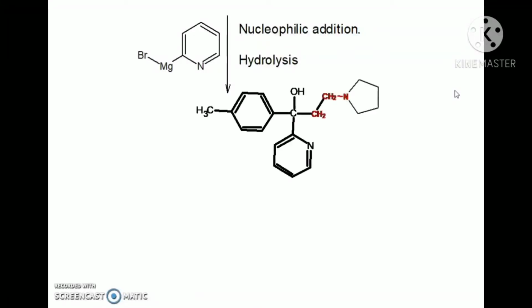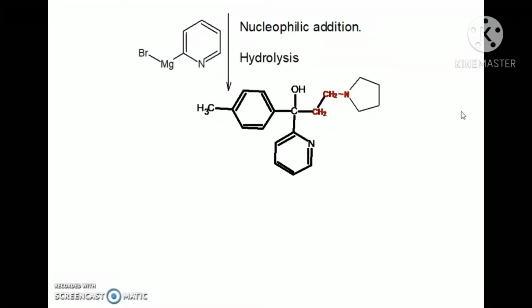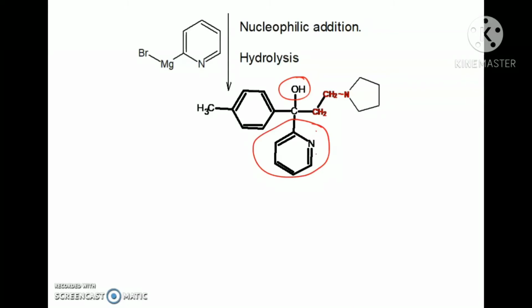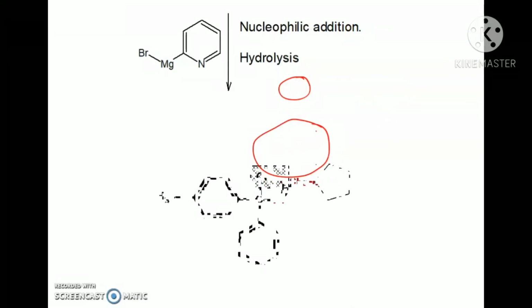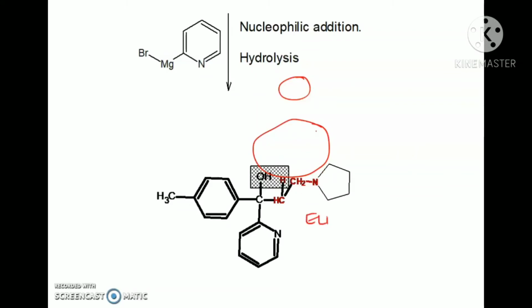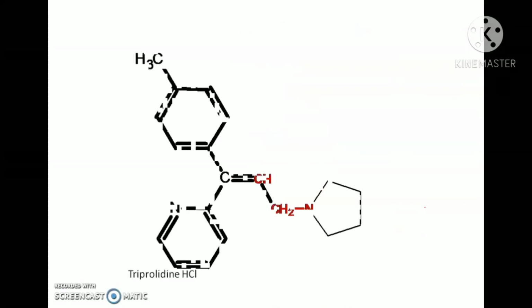Then after this, the second step is the nucleophilic addition reaction with a Grignard reagent, followed by hydrolysis. As a result of this reaction, pyridyl arylation takes place at the carbonyl carbon atom and the keto group is converted to a hydroxyl group. And then the third step is the dehydration reaction, or an elimination reaction, where beta elimination takes place with the elimination of a water molecule to form triprolidine.